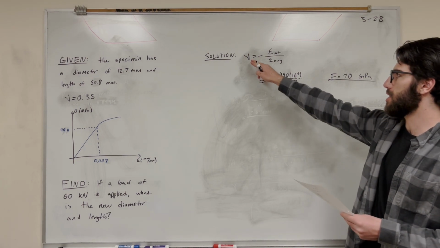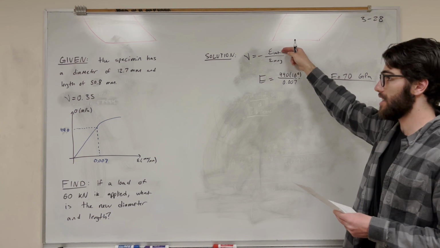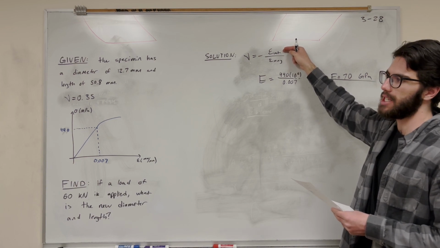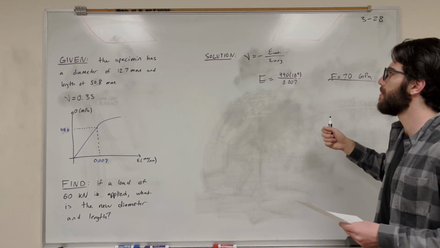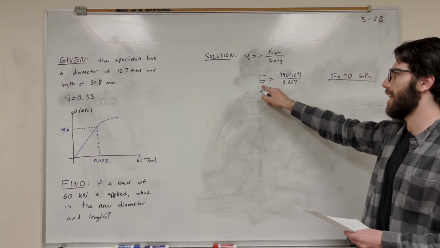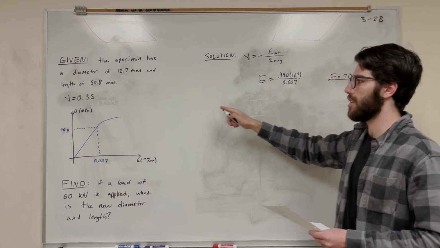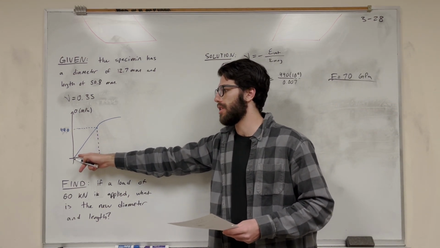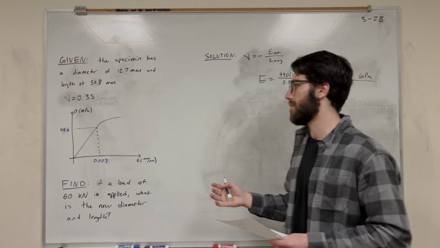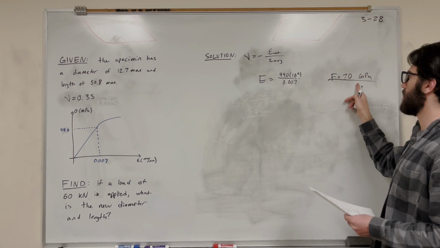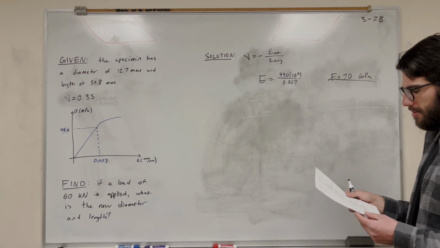Really quick, Poisson's ratio is the strain in the lateral direction, which is basically the diameter, over the strain in the long direction, which is the length. I already solved for E in the last problem. The modulus of elasticity is equal to the slope of this elastic region. It's a linear line, so you can easily find the slope by taking 490 and dividing it by 0.07, and you get that it's equal to 70 gigapascals. Now let's move on to the rest of the question.